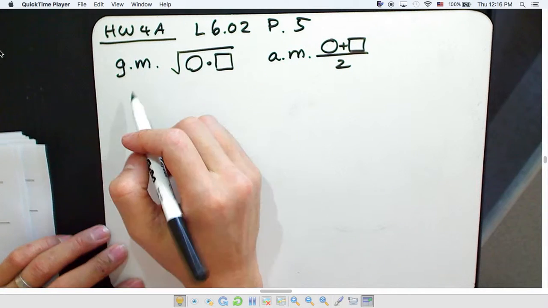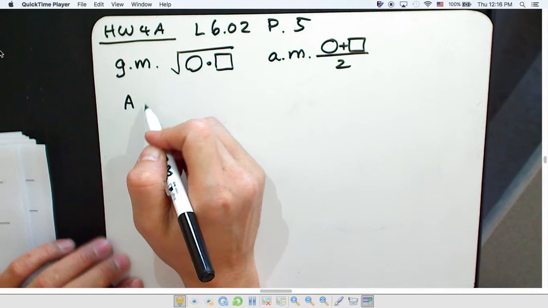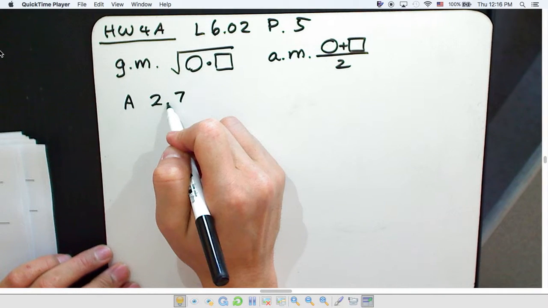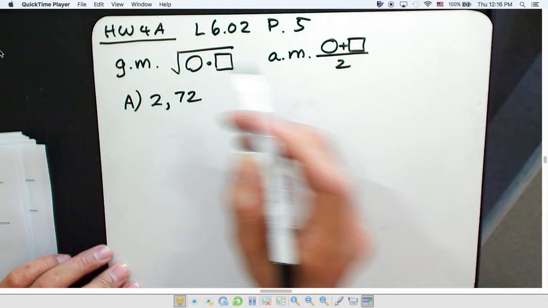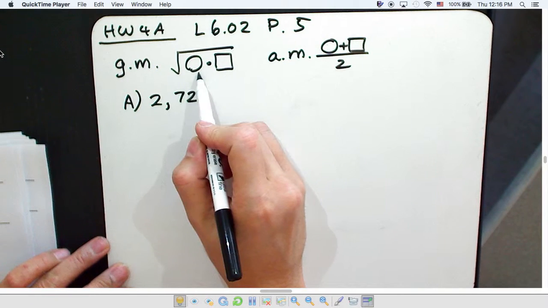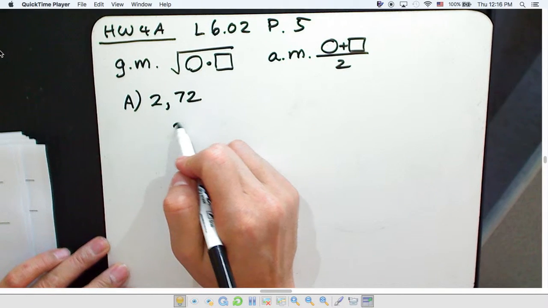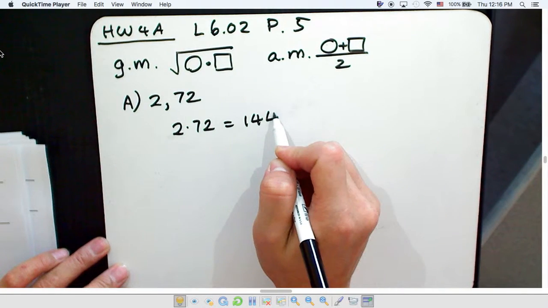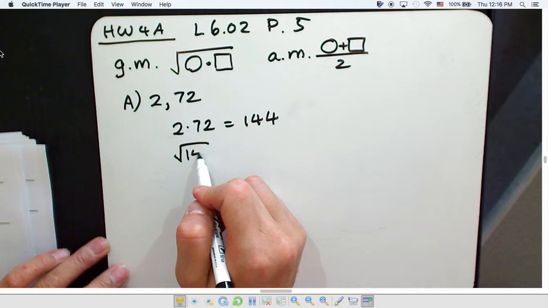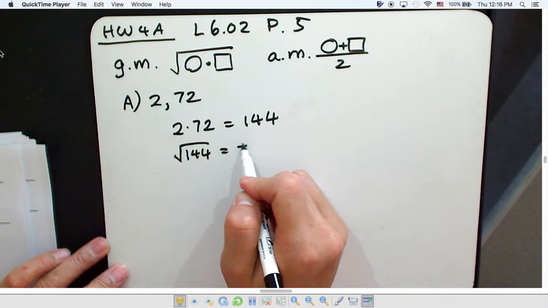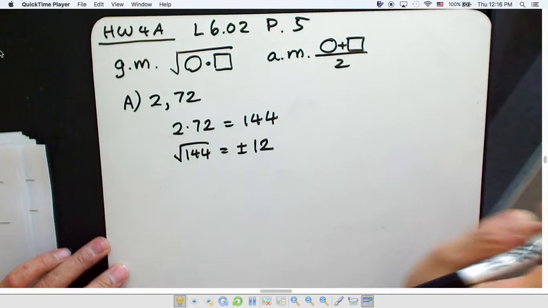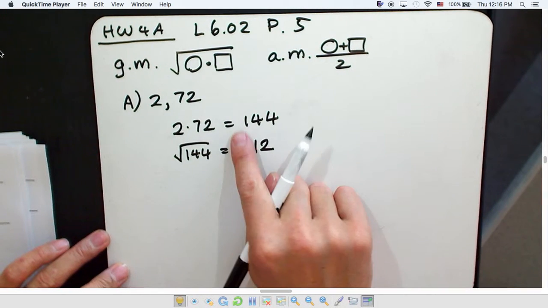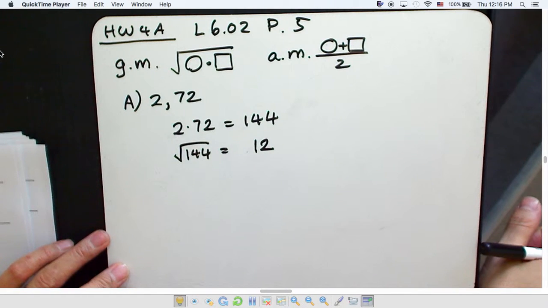So let's look at part A. Choice A says 2 and 72. What is the geometric mean of it? So you take those 2 numbers and multiply them. That gives you 144. And then take a square root of 144. That gives you plus or minus 12, right? Or just 12.